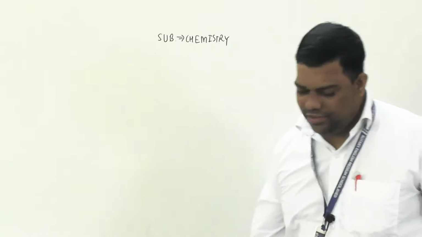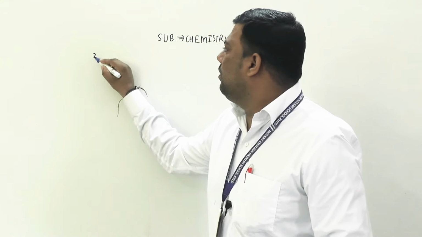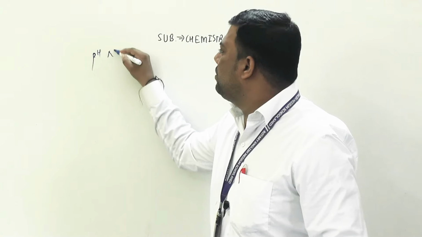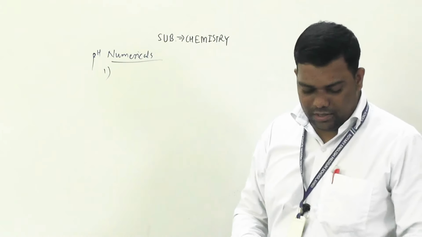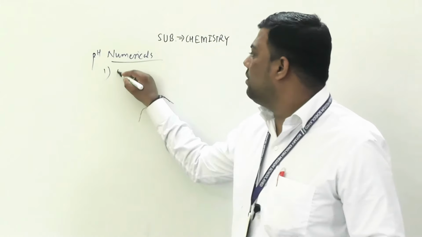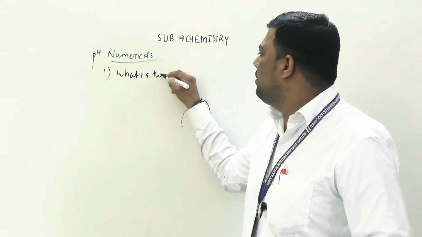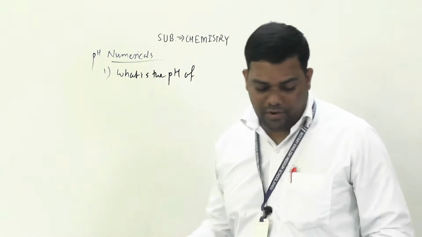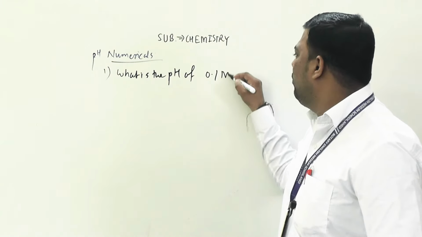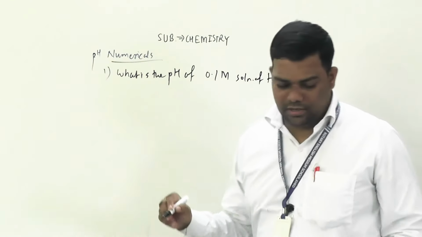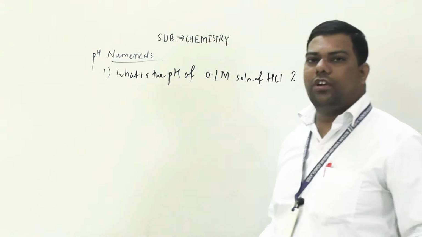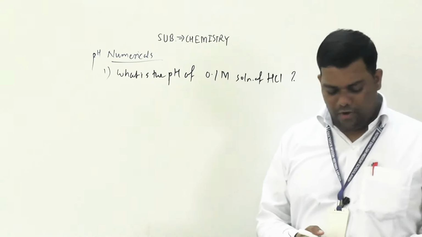Ready with this? We will discuss pH numericals. First, what is the pH of 0.1 molar solution of HCl? So this is our first numerical. How do we have to solve this?